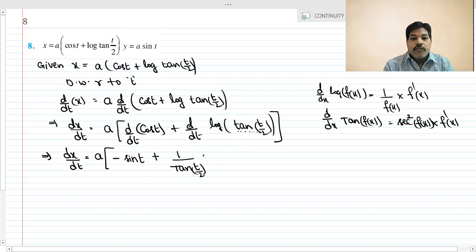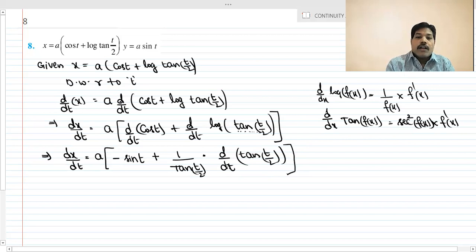Log f of x derivative is 1 by f of x into derivative of f of x. F of x is nothing but tan t by 2, so we need the derivative of tan t by 2. Are you understanding that? Log f of x derivative is 1 by f of x into f dash of x.